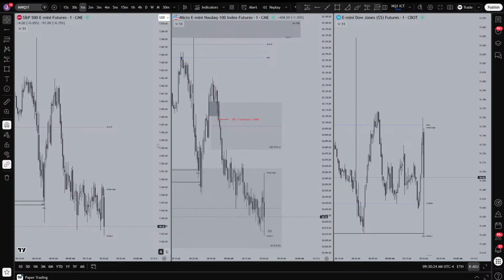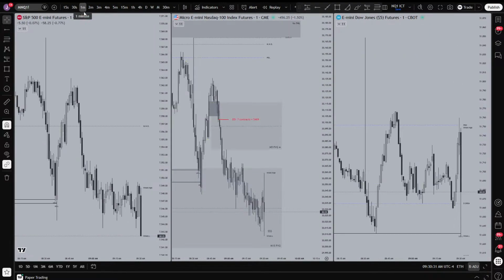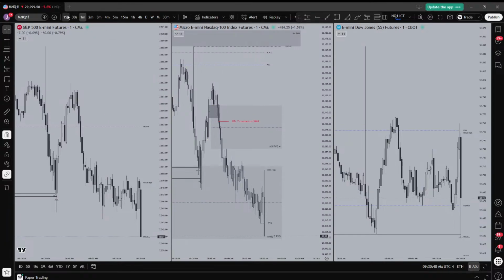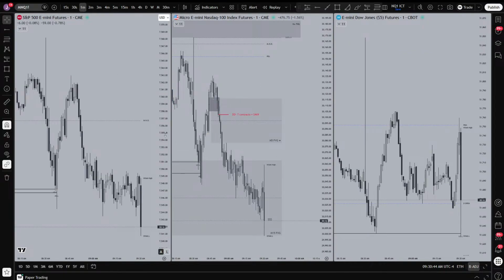All right. Okay. Did not come up for the 5 minute. Holy shit. How big of a candle is this? Like 60 points, damn near. Holy shit. Wow.